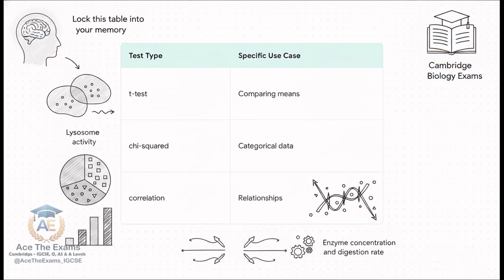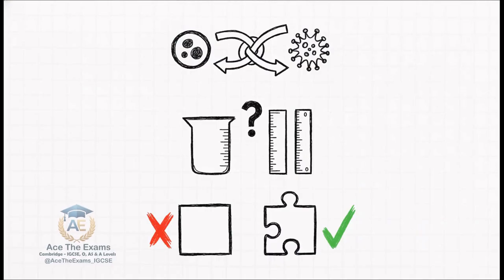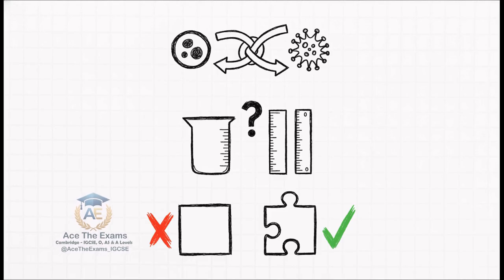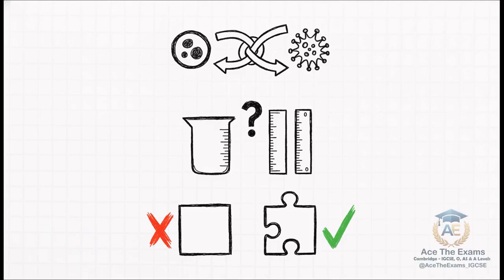Honestly, lock this table into your memory and you're going to navigate those data interpretation sections with absolute confidence. Now, for Section 4, Critical Examiner Warnings. Let's look at some major exam mistakes. So these are the top 3 traps you absolutely must avoid. Number 1, confusing cause and effect in lysosome action. Examiners frequently report that students just completely mix up the sequence of events during phagocytosis and digestion. Number 2, forgetting to check your units and terminology. Never, ever leave your data naked. Always include the specific units.